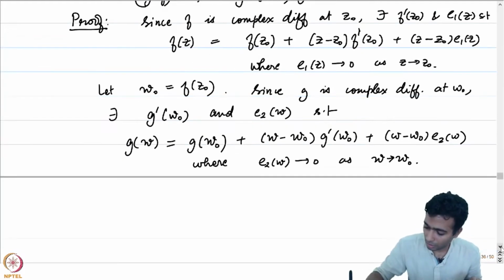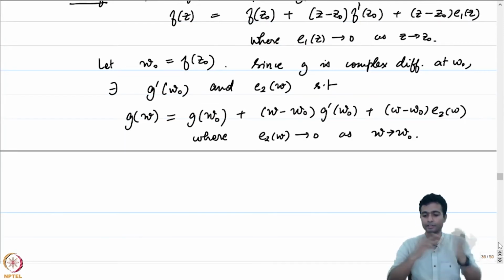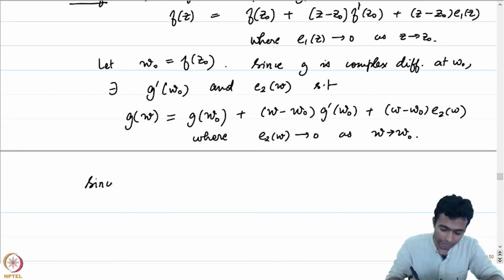Now let's approach w naught through f of z, where z is a sequence. So since f is complex differentiable at z naught, it's also continuous at z naught.